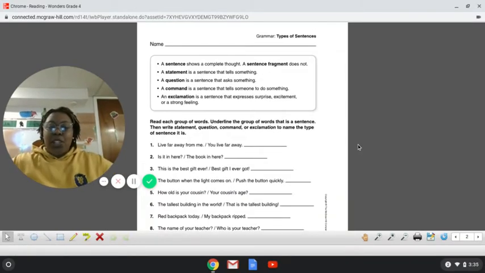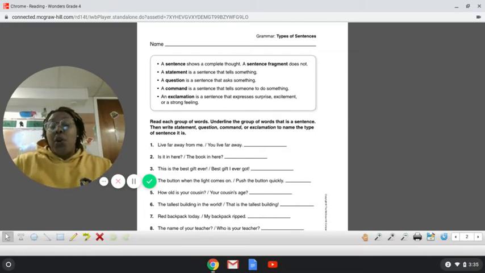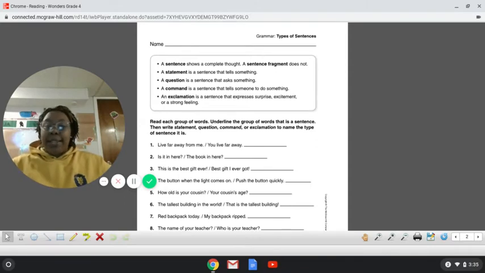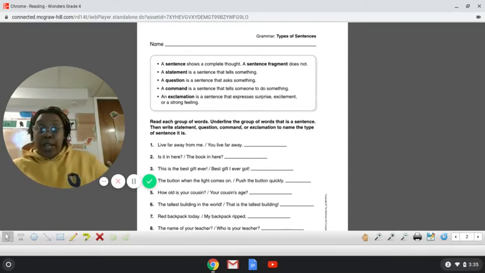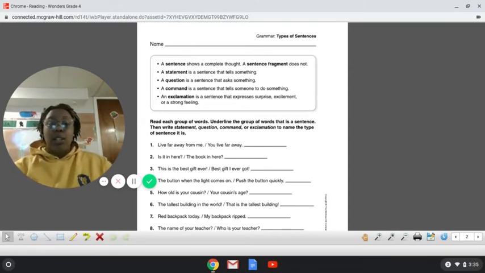All right, fourth grade. So now that we know the difference between a sentence and a fragment, now we're going to look at the different types of sentences you can have when you're reading or writing or even speaking. So let's look at our information box here for our types of sentences. A sentence shows a complete thought. A sentence fragment does not. That's what we just talked about.